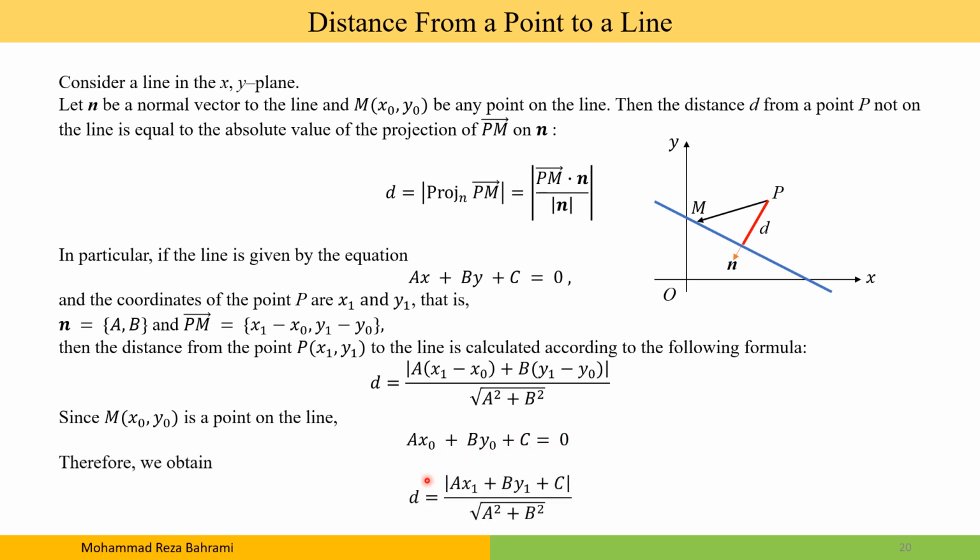Therefore we can say that this one is equal to 0. So from this equation we can say that ax0 plus by0 plus c is 0. So we can add this c here. So we change this equation to this expression.